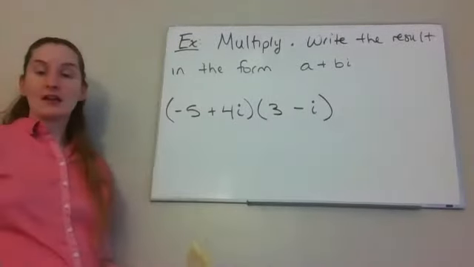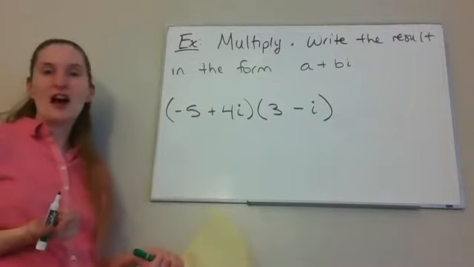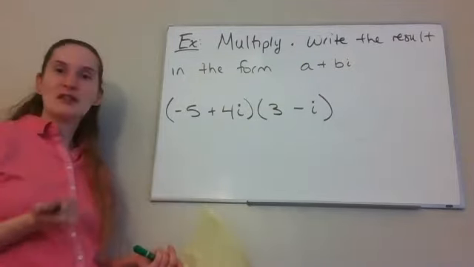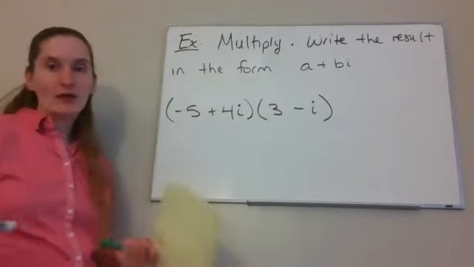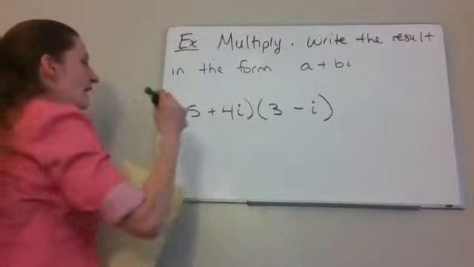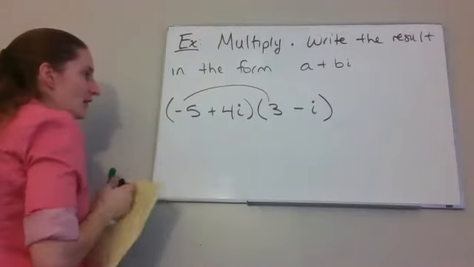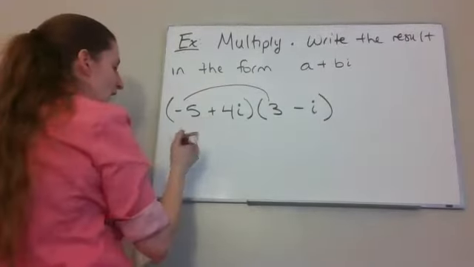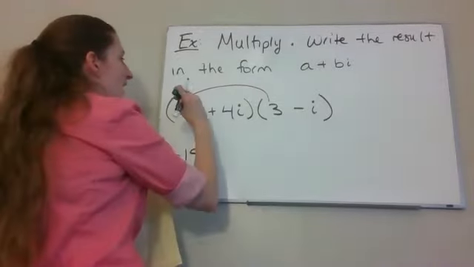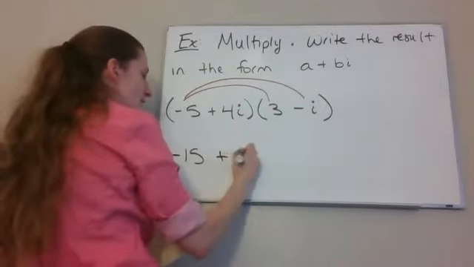So just like with adding and subtracting, we're going to sort of think of the i as a variable, even though it's not a variable. So that means if you think about this with x's, we're going to distribute. And the same thing works with the i's. We're going to distribute everything to multiply this out. So I'm going to have -5 times +3. That's going to get me a -15. Then I have -5 times -i. That would be +5i.